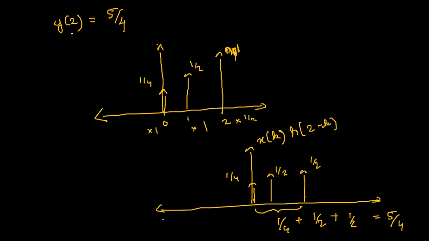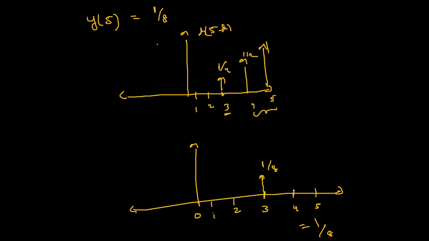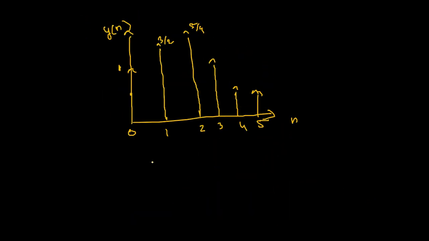So for y of 2, we time shift h of minus k by 2 units and again multiply it with x of k and then sum up all the responses. So by doing that, we get the value of y of n for all values of n from 0 to 5, and then we plot each of the values on the graph for the corresponding n value, right? So this is 1, this is 3 by 8, and this is 1 by 8. So this is how convolution is done. So I hope that was clear for everyone.